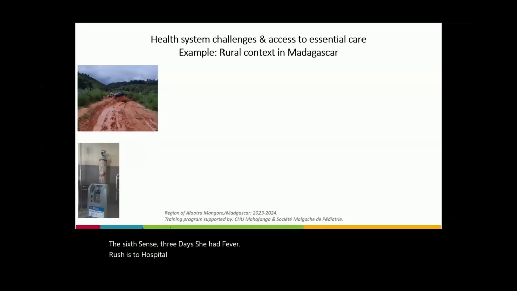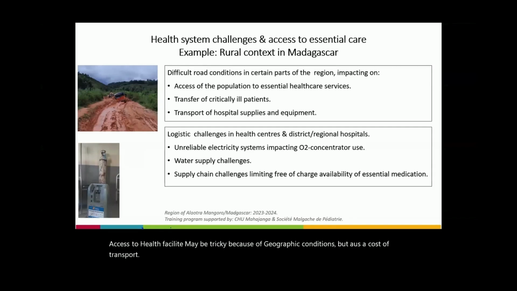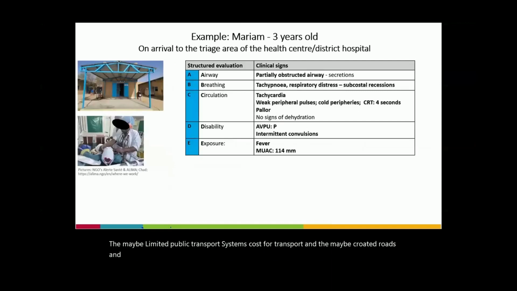This can be difficult in different parts around the world. Here are some pictures from Madagascar. Access to health facilities may be tricky because of geographical conditions, but also cost of transport. So it can be difficult in rural settings, but it can also be difficult in urban settings. Here are pictures from Freetown. There may be limited public transport systems, there is cost for transport, and there may be crowded roads and other factors making it difficult to get from one place to the other.